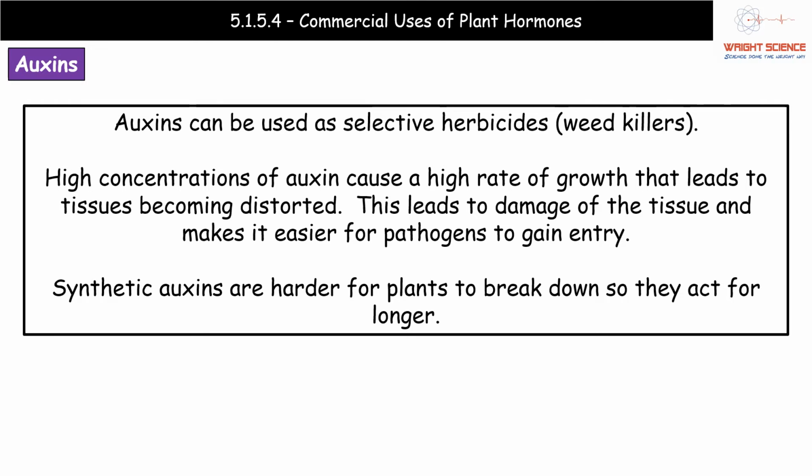It is also worth mentioning here that since we've been able to create auxins synthetically, so the man-made ones, those types of auxins are much harder for plants to break down. So it's quite advantageous to use a synthetic auxin versus a natural auxin as a weed killer, because as the plants struggle to break down the synthetic ones, they're going to be able to act for a longer period of time and therefore do a better job of killing those weeds on our lawns.